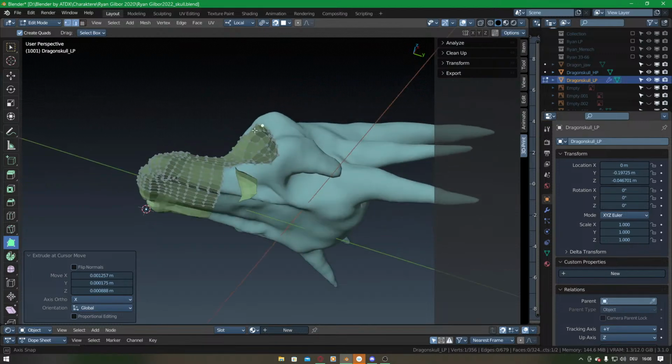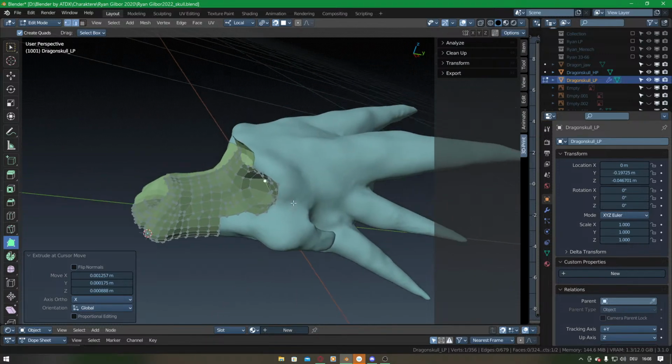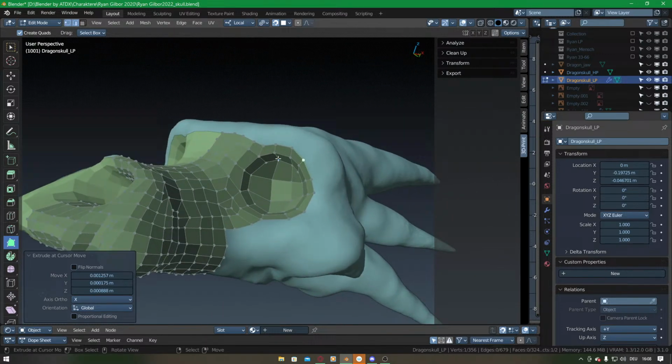Okay, let's see. Okay, I will do the horns.